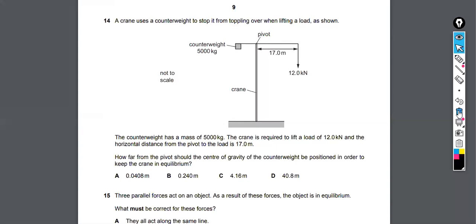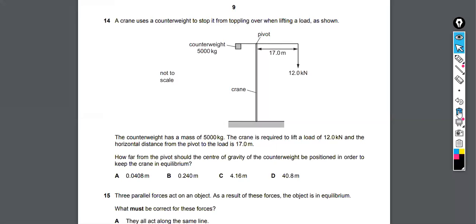So it's either going to be 40 meters away, 4.16 meters away, 0.24 meters away, or 0.0408 meters away. I think the easiest thing to do here is let's convert that counterweight, that mass that's given, into a weight. How do we do that? 5,000 times 9.81, right? Mass times g is weight. And so that's 49,000 newtons.